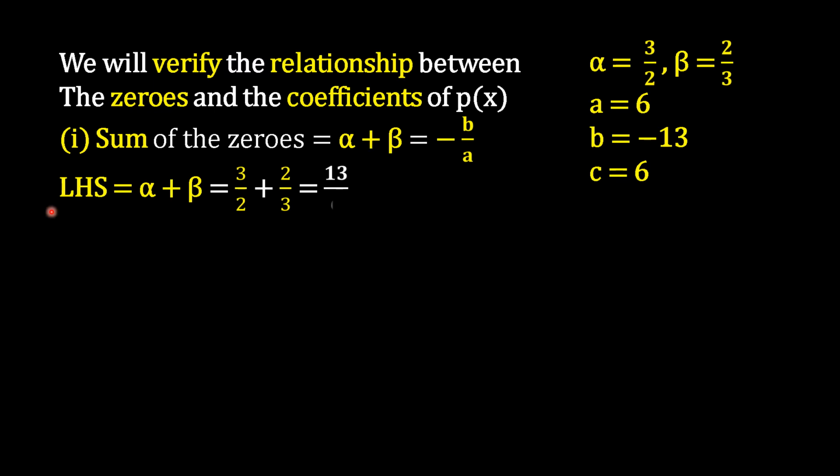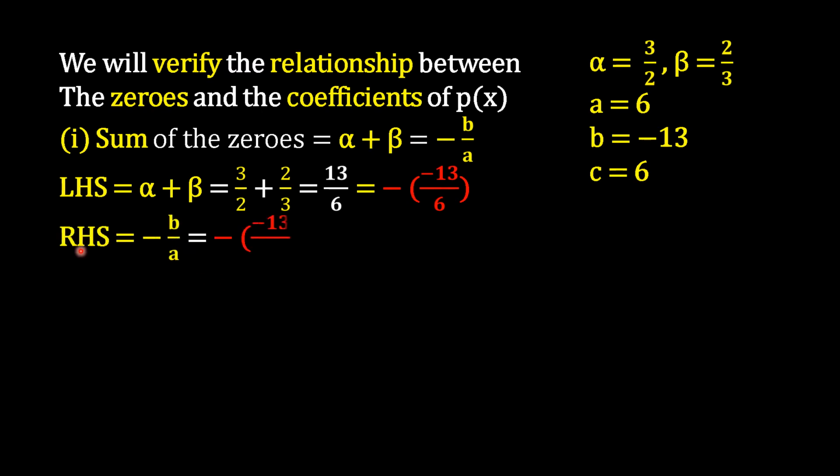We will write the LHS: alpha plus beta equals 3 by 2, which is alpha, plus 2 by 3, which is beta. It gives us 13 upon 6. Now this 13 upon 6 we will write in the form minus b upon a, as minus of b, which is minus 13, and see here b is minus 13, upon 6, which is a, and a is 6.